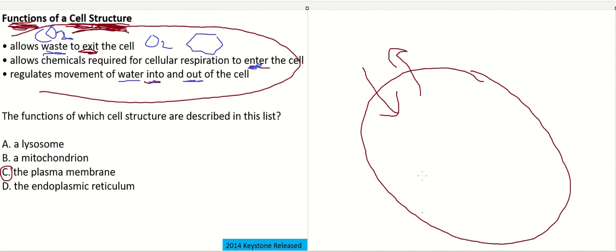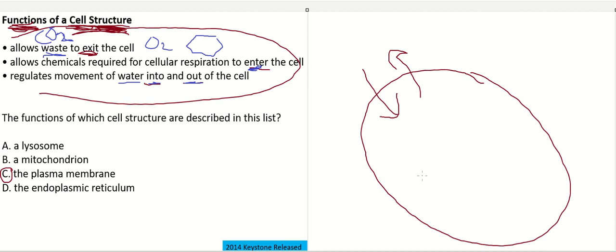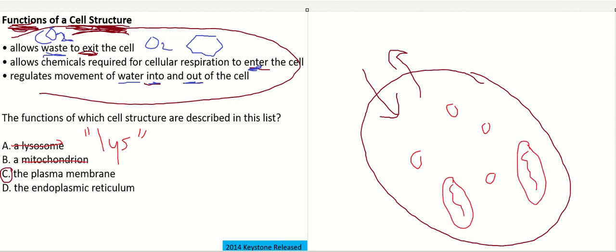All right, so let's take a look at some of these incorrect answers. Lysosomes. If you haven't already, write this down. LYS means breakdown. So lysosomes are these little organelles that break down waste in the cell. They don't transport anything. Mitochondria don't transport. They make ATP.